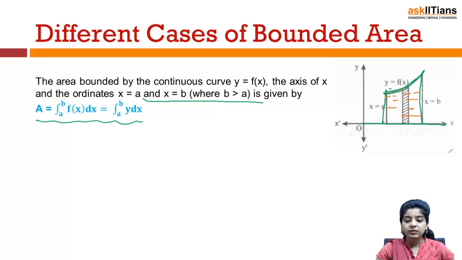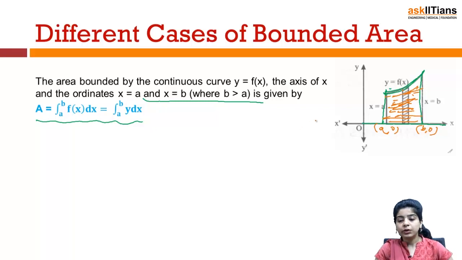And so the area of this portion that is enclosed between the continuous curve y equal to f(x), x equal to a, x equal to b, and the x-axis, now this is a, this is b, right? And the y coordinate is obviously 0. So the area would be A equal to integral a to b f(x) dx, that is integral a to b y dx. So see, this is quite simple. Once you are able to draw the curve, you can easily compute the area.